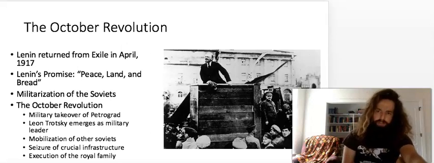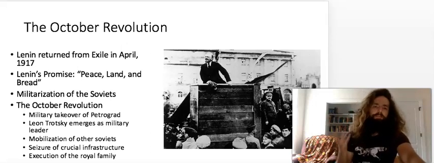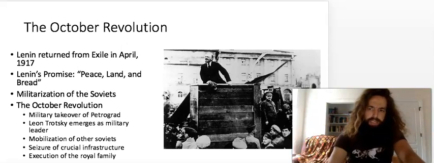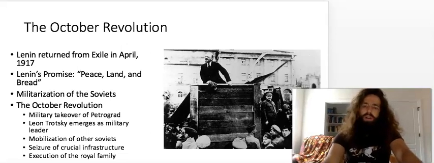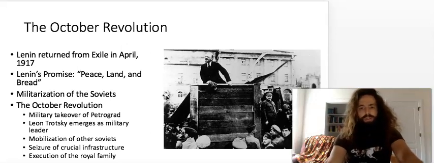In October, there is a period of extra intense instability, and Lenin decides that this is their shot, this is their opportunity. So Lenin gives the signal, and the Soviets all around the country grab their guns and begin taking over major cities. They're able to seize total control of the city of Petrograd, the capital.